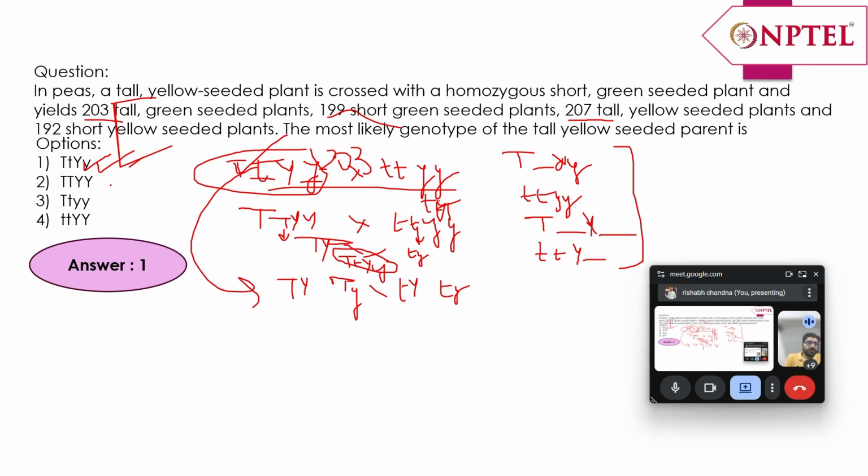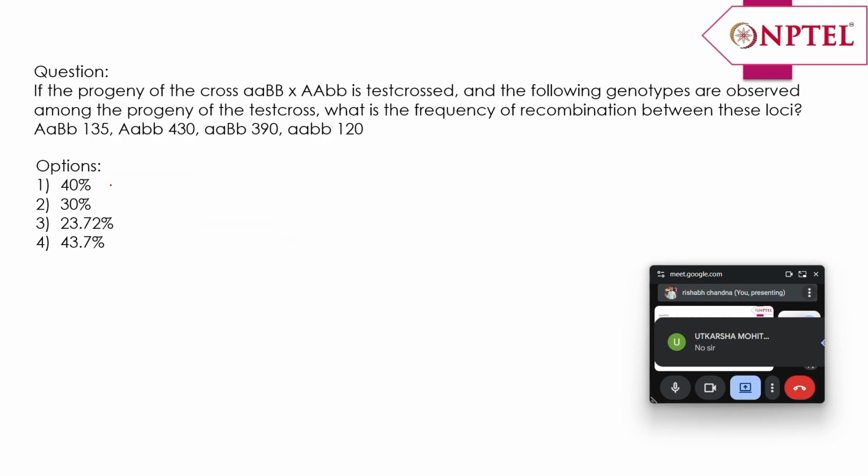So any doubts in this particular question? Okay, so let's move on to the next question. If the progeny of a cross small a capital B is crossed with capital A small b is test crossed, the following genotypes were observed. So what will be the recombination frequency between the two genes? So what can be the correct answer?